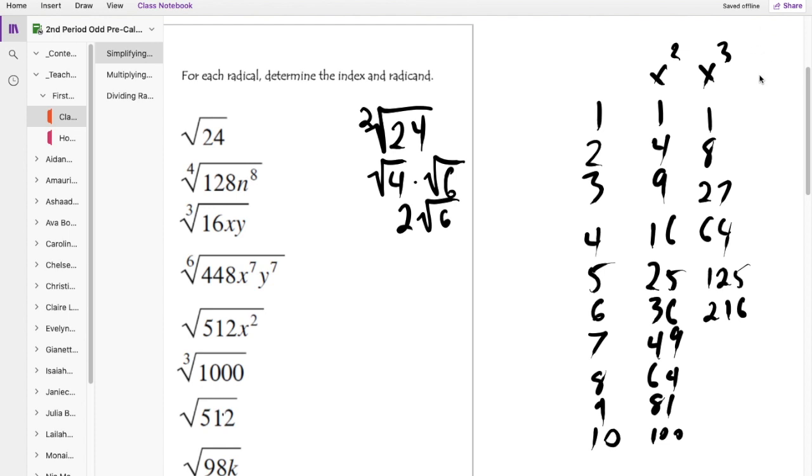Then for the 4th powers, we can go a little bit lower probably. So 1 to the 4th is 1. This is going to be 16. This is 81. You know what? I'm going to stop there at 81. We can do 4 to the 4th, which is 256.